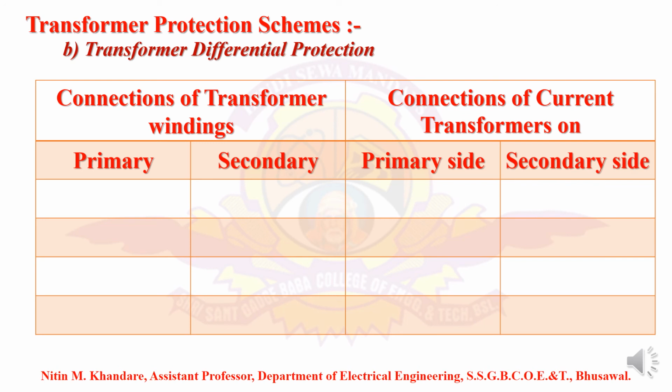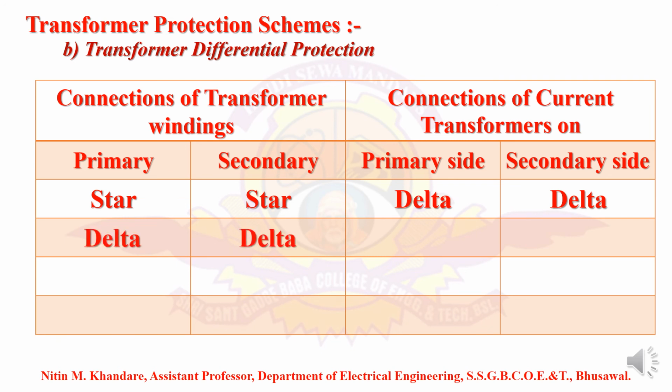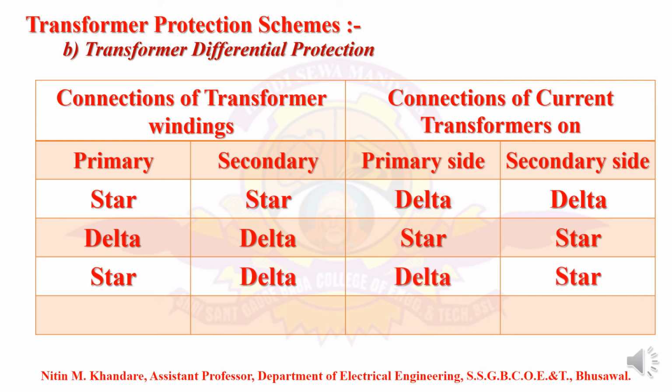If the first standard connection is star to star, the CTs on both sides, primary as well as secondary, will be connected in delta and delta fashion. If the transformer is delta to delta, the CTs on both sides will be connected in star-star fashion. If the transformer is star to delta, then the primary CTs will be connected in delta, whereas the secondary CTs will be connected in star, as we saw previously. And if it is delta to star, then the primary CTs will be connected in star, whereas the secondary CTs are connected in delta.